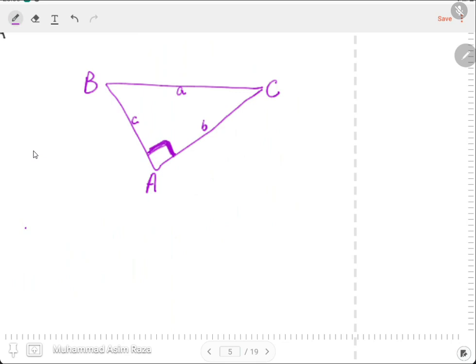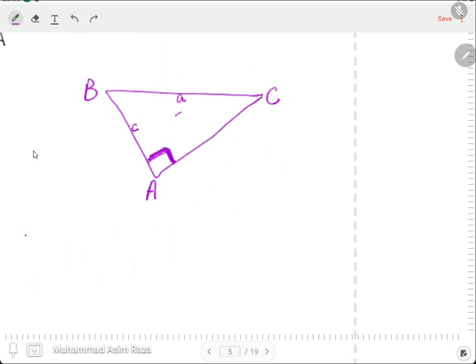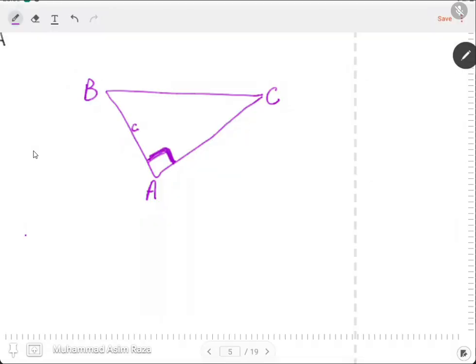Most of the time we write these letters outside of the triangle, like this is A, this is B, and this is C.